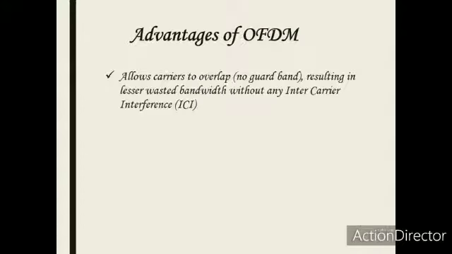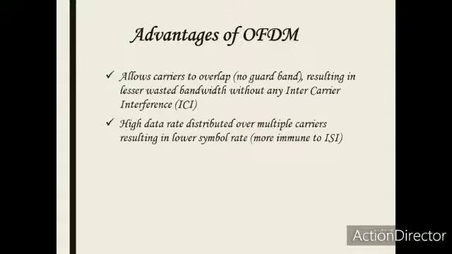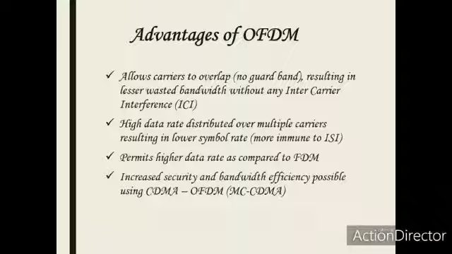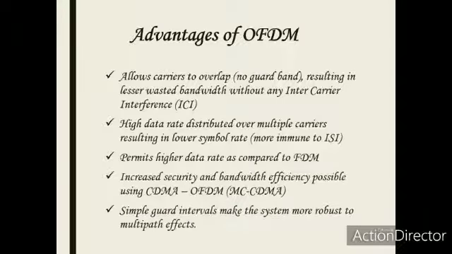And then the advantages of OFDM. The main advantage is that OFDM allows the carriers to overlap, resulting in less wasted bandwidth without any intercarrier interference. The high data rate is distributed over the multiple carriers, resulting in a lower symbol rate. It permits a high data rate as compared to FDM. Increased security and bandwidth efficiency are possible going from CDMA to OFDMA. Simple guard intervals make the system more robust to multipath effects.